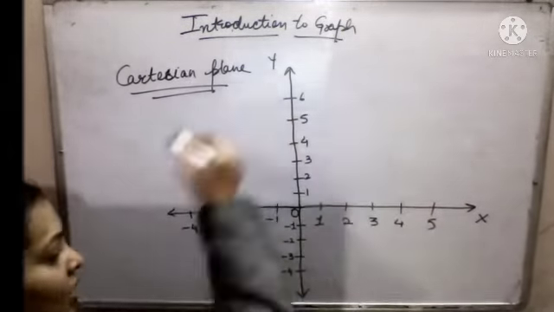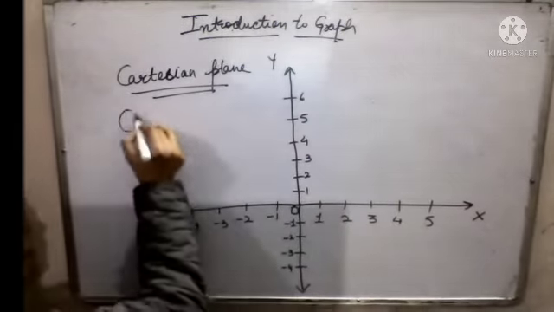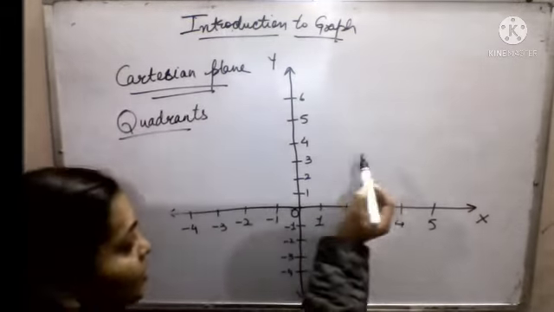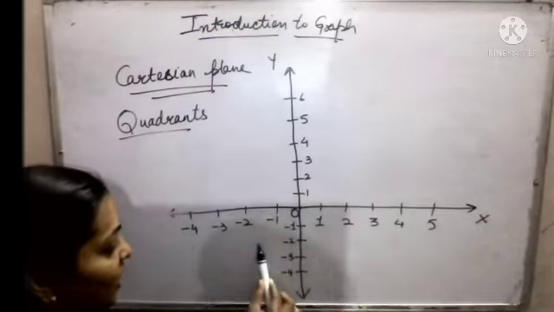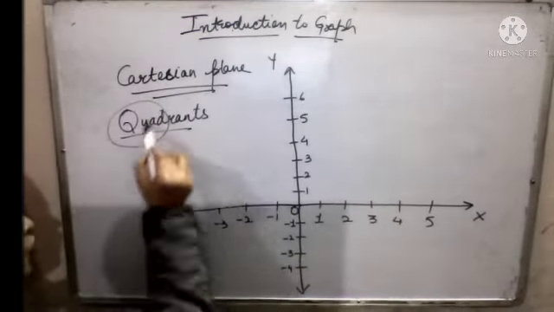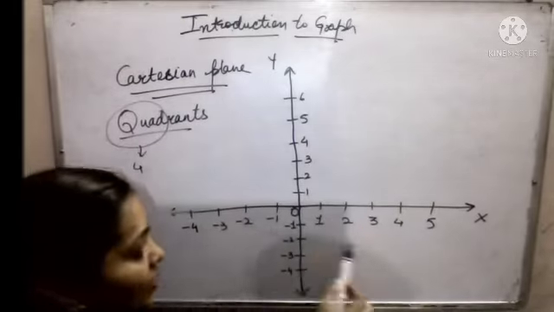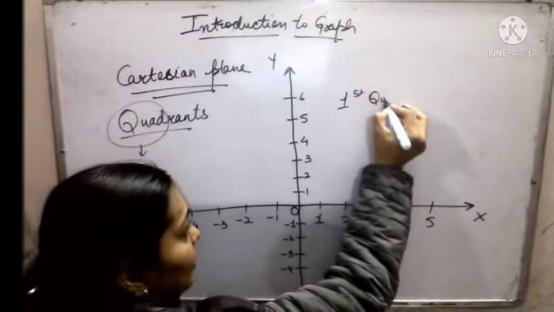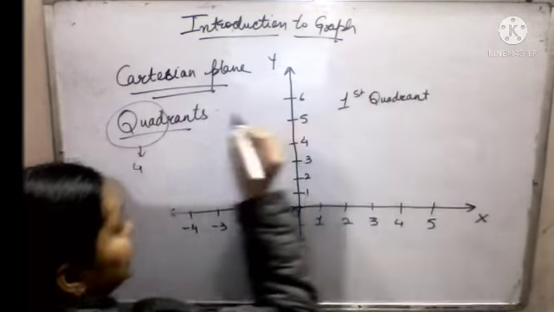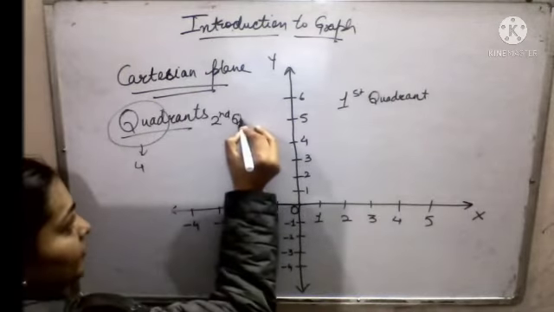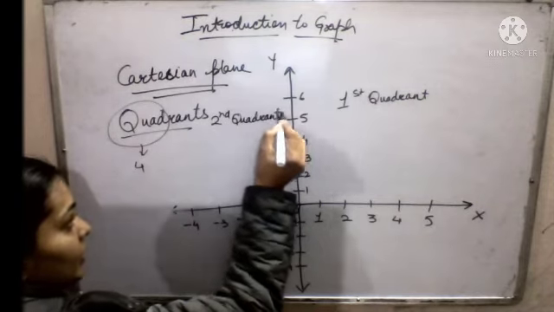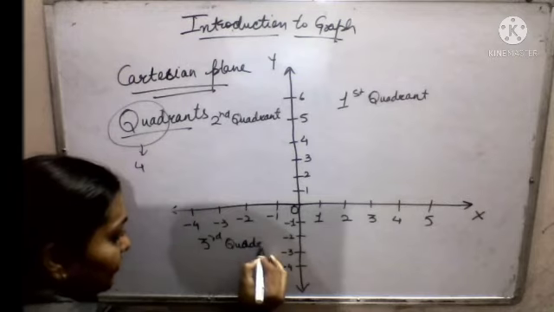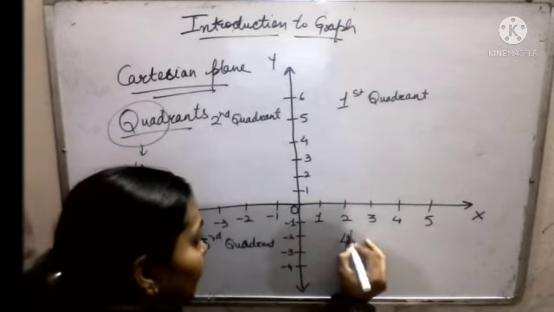Now this Cartesian plane is divided into quadrants. You can see these are 4 parts: 1, 2, 3, and 4. Quad means 4, so these 4 parts are known as quadrants. This is the first quadrant. This is the second quadrant. This is the third quadrant. And this one, the fourth quadrant.